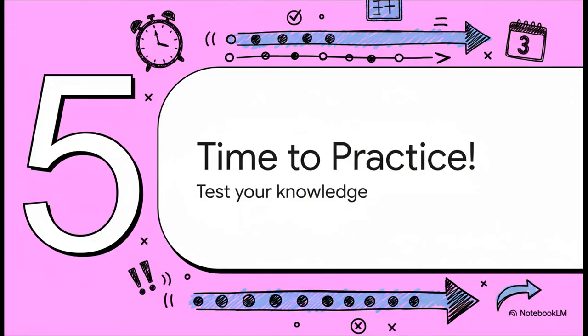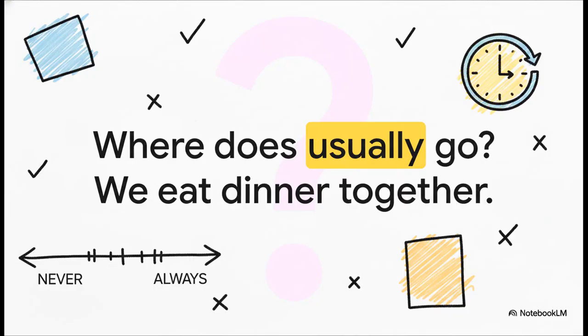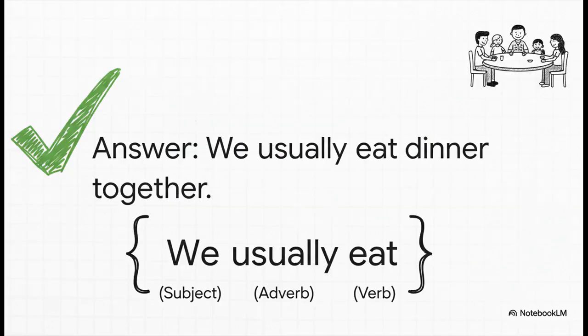Okay, enough talk. You've got the theory down. Now it's time to get our hands dirty and actually practice this. Let's do a couple of quick exercises to make sure it all makes sense. Ready? Here's the first one. I've got the sentence, we eat dinner together, and the adverb, usually. Where does usually go? I'll give you a second. Did you get it? The answer is, we usually eat dinner together. Why? Because eat is a main verb, so our adverb, usually, has to go right before it. That's our main rule. Nicely done.